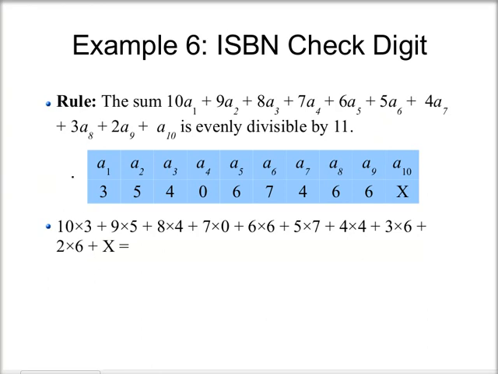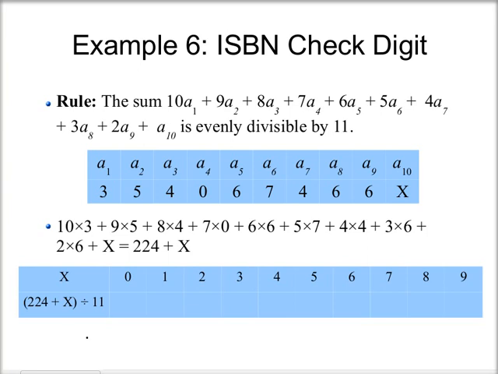So here I've just recopied that, and now I'm putting all of my digits into my rule. So this is the sum I'm going to get, and if I add up everything except for the X, that's going to give me 224. So this sum is going to be equal to 224 plus X. Alright, so now I need to find what digit I should have for X to make this evenly divisible by 11. So to do that, I'm going to fill in another chart here.